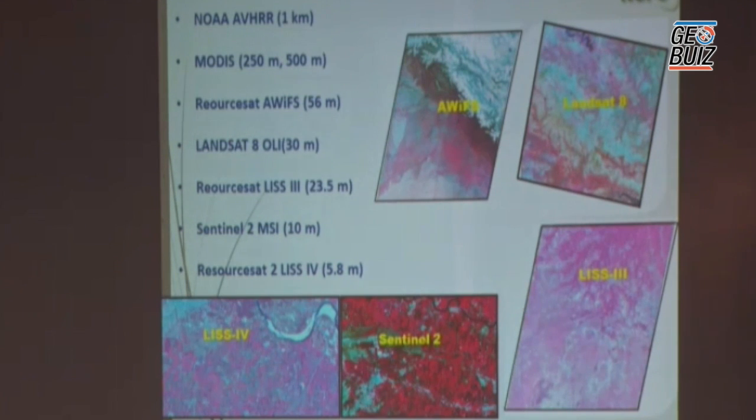So it's my pleasure to inform that we are one of the largest users of the National Data Center of NRSC because agriculture needs a lot of data. So we have been taking data regularly, and we are very happy with the NDC's services.